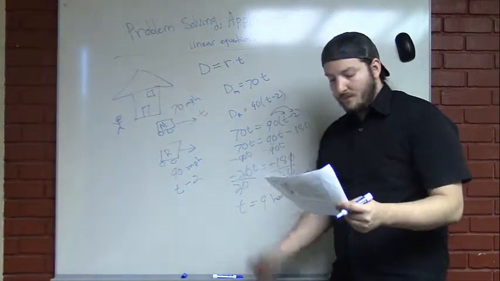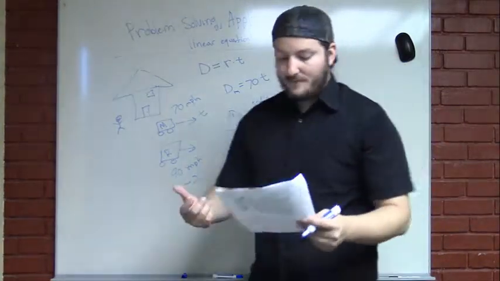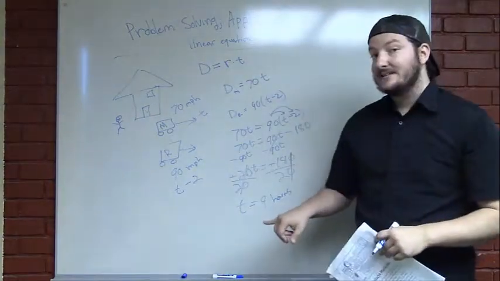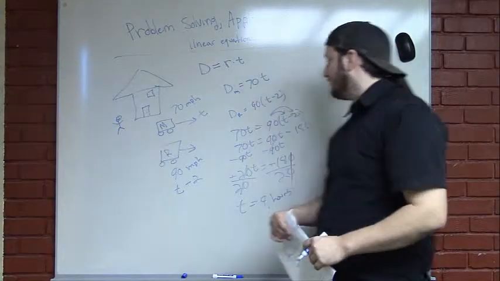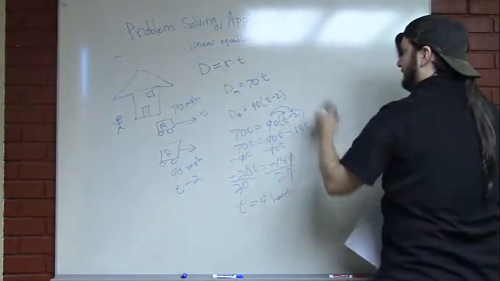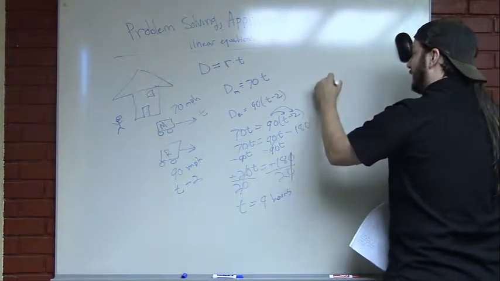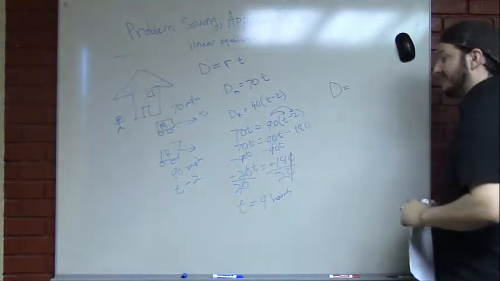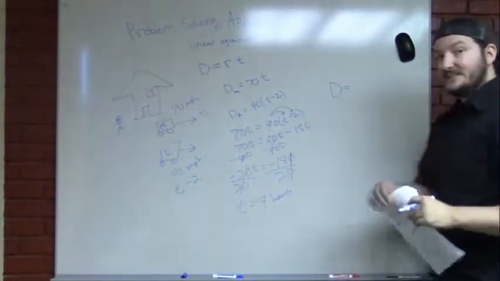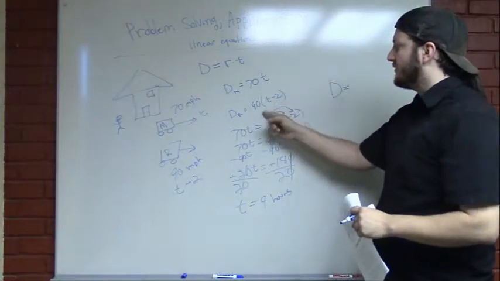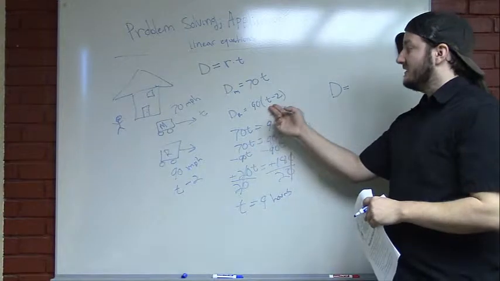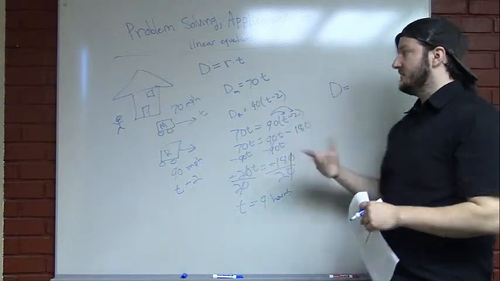Wrong. Why are we wrong? Because it says how far is it from Michelle's house? We got the time it takes, but we do not have the distance. Now what you do is you go back to this formula here, okay? And now we're looking for distance. Remember, the distance is the same, so it doesn't matter which formula you use. You can use this one, 70 times t, or 90 times t minus 2. This one is going to be simpler.